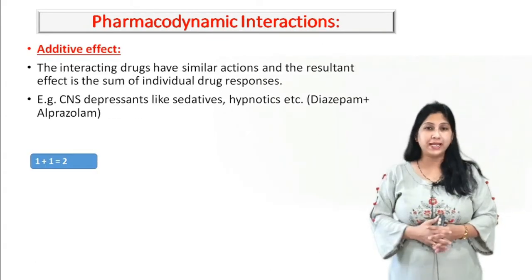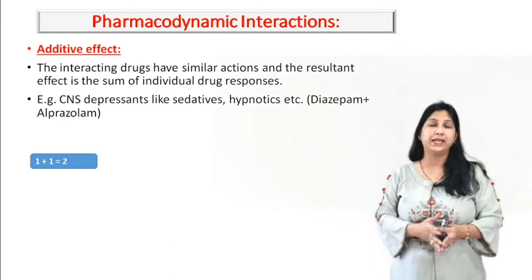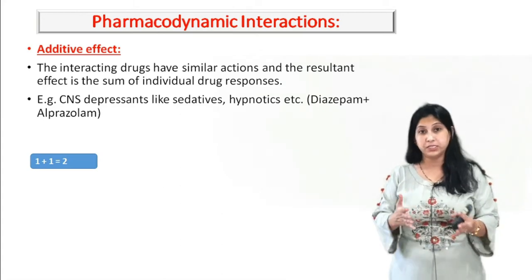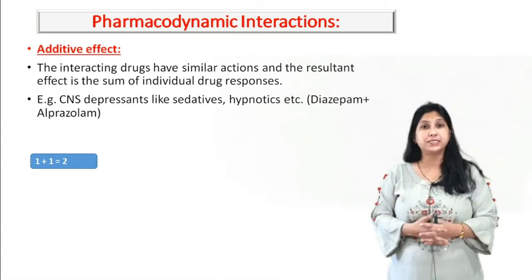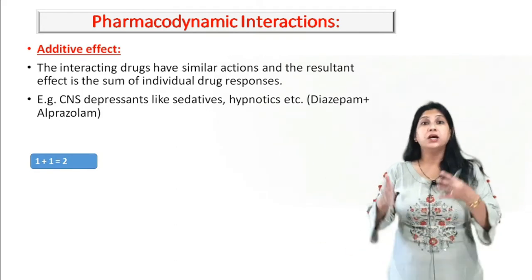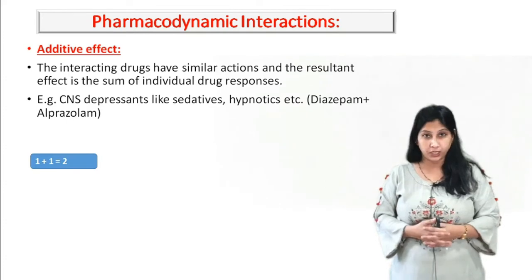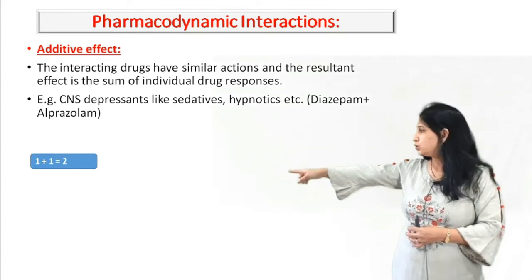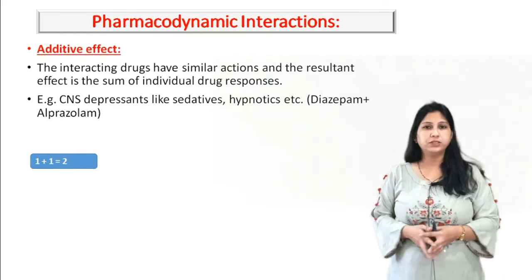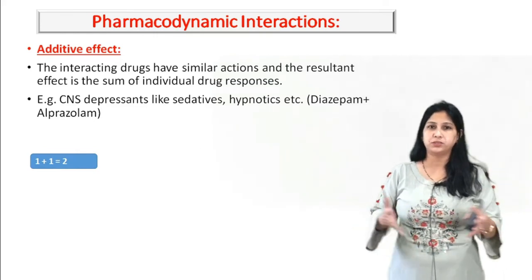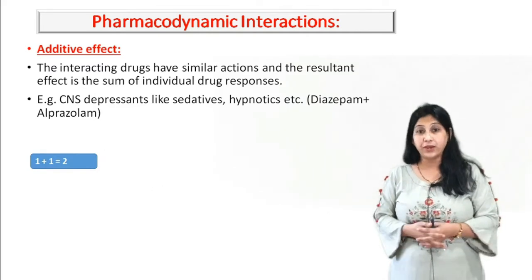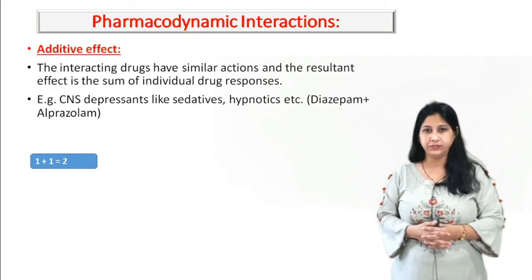Let's see about the pharmacodynamic interaction, and let's see about the additive effect. In this case the drugs have similar action, and when these drugs are taken together, the resultant effect is equal to the sum of the response generated by the individual drugs. Here I have written mathematically 1 plus 1 is equal to 2. Drugs like diazepam and alprazolam are both CNS depressants, and if these are taken together, the effect will be additive.